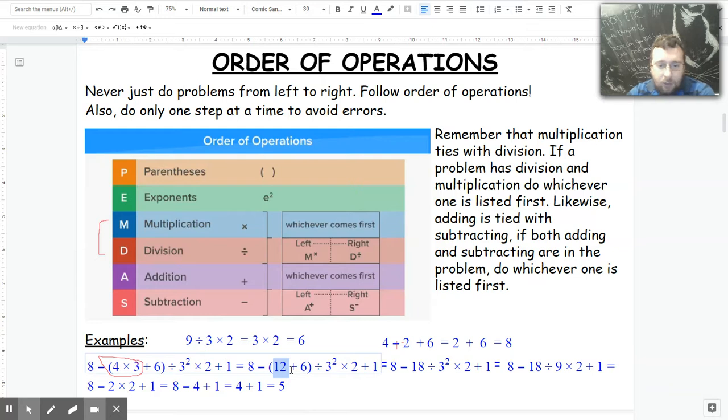So now I'm going to continue working on the parentheses, which is 12 plus 6. Right here is the next step I'm going to do. And then you can see that I copy down everything else. 8 minus 18. I resolve that step. And then copy everything else. Divided by 3 to the power of 2 times 2 plus 1.